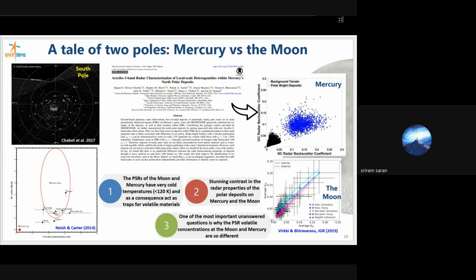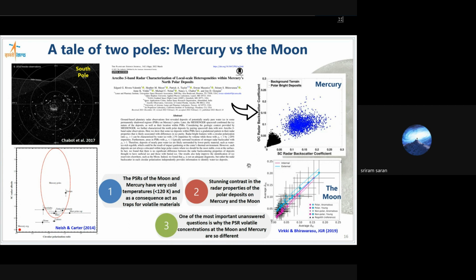And the one on the bottom is the same curve carried out for the Moon. So you can see that all these points are overlapped. The polar anomalous as well as young as well as non-polar features, there is no clear separation between these. So these stark questions remain because both have the same conditions of temperatures and illuminating conditions.